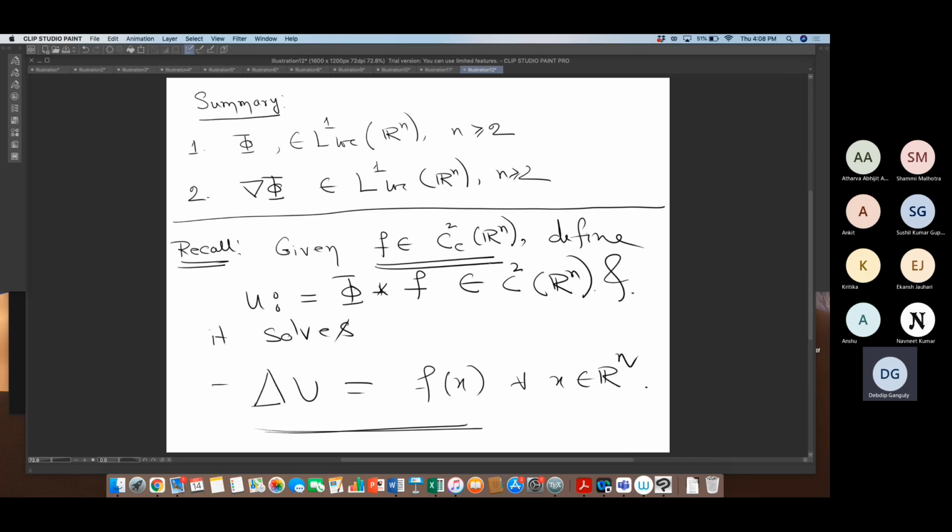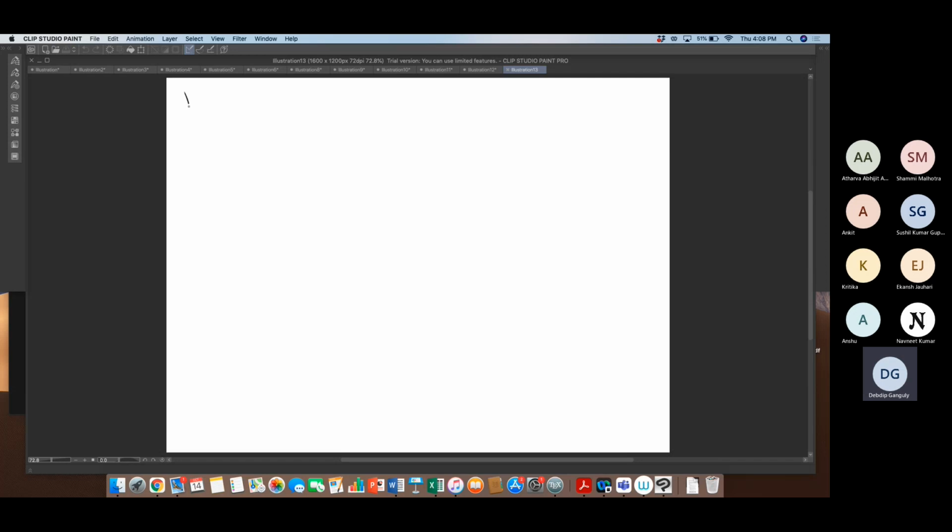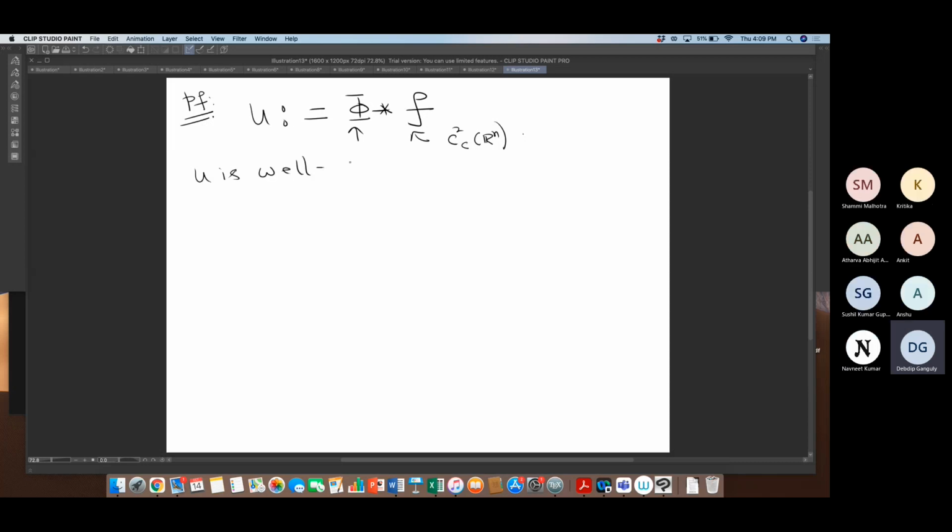Now we want to prove this. Proof of theorem. First we want to show that u, which is phi convolution f, where phi is the fundamental solution and f is your given C2 function, is well defined. First of all, we have to show whether the function u is well defined or not, because this is a new function I am defining. Then we have to show that this is C2.